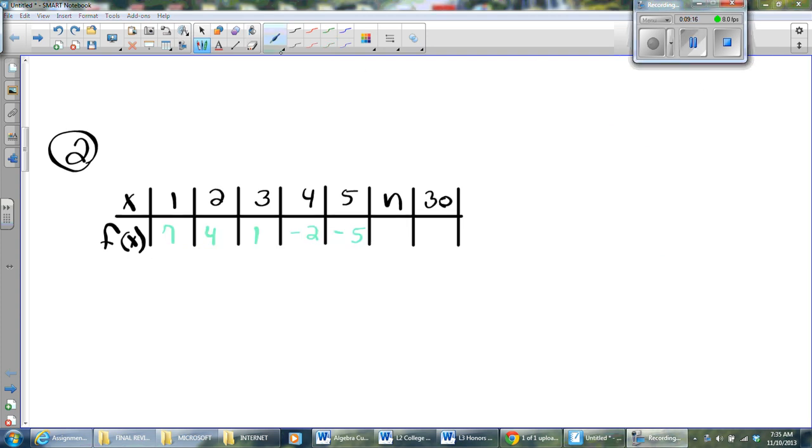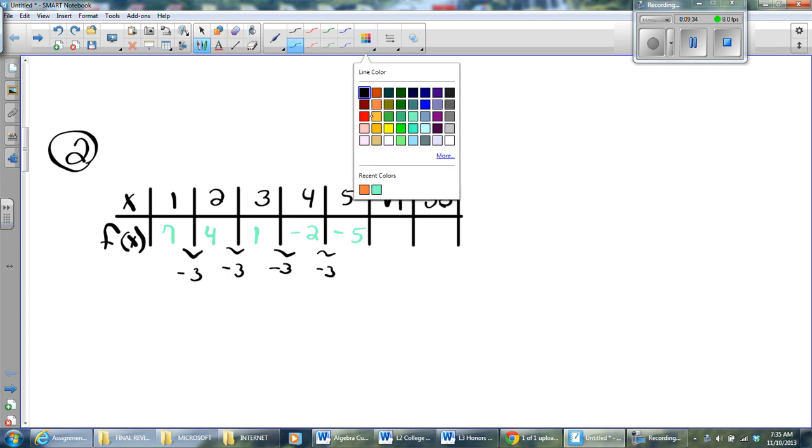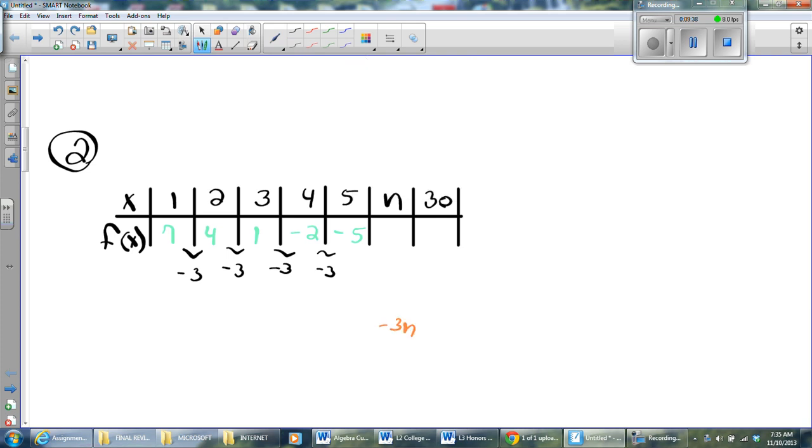All right, now hold on one sec. Okay, I wanted to show you one that was going to be linear, but a little bit different. I actually filled the sequence into the table already to save time. I'm going to find my first differences, and I notice I have minus 3, minus 3, minus 3, minus 3. So this is going to be something like negative 3n.